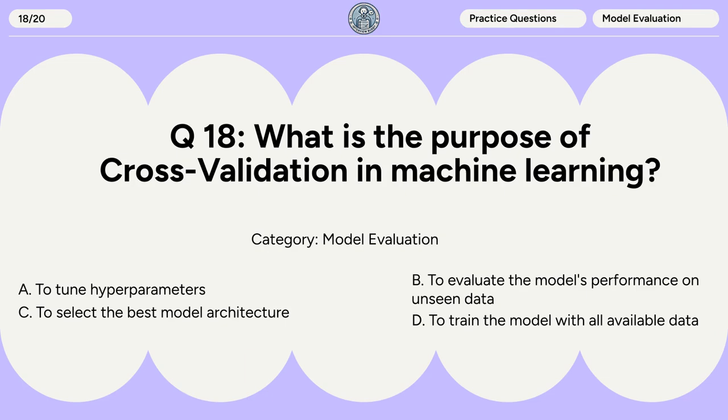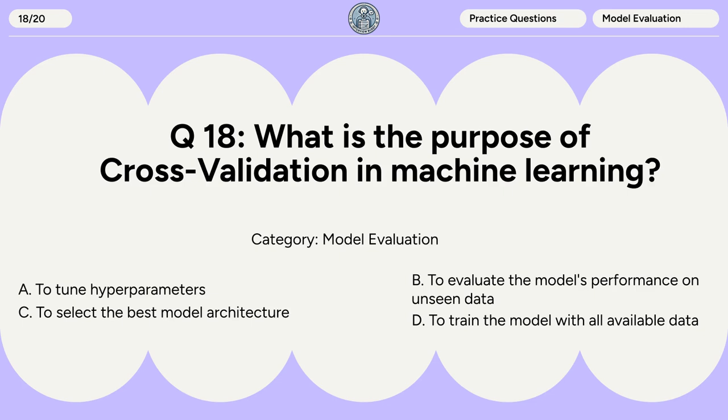Question 18. What is the purpose of cross-validation in machine learning? A. To tune hyperparameters. B. To evaluate the model's performance on unseen data. C. To select the best model architecture. D. To train the model with all available data.